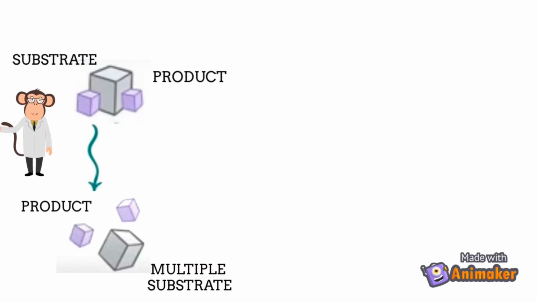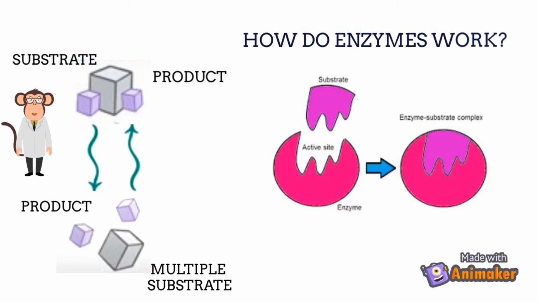Enzymes can work in different ways. Some enzymes help to break down large molecules into smaller molecules. Others build large molecules from the smaller ones. But how do enzymes do that? Enzymes work in conjunction with the substrate.